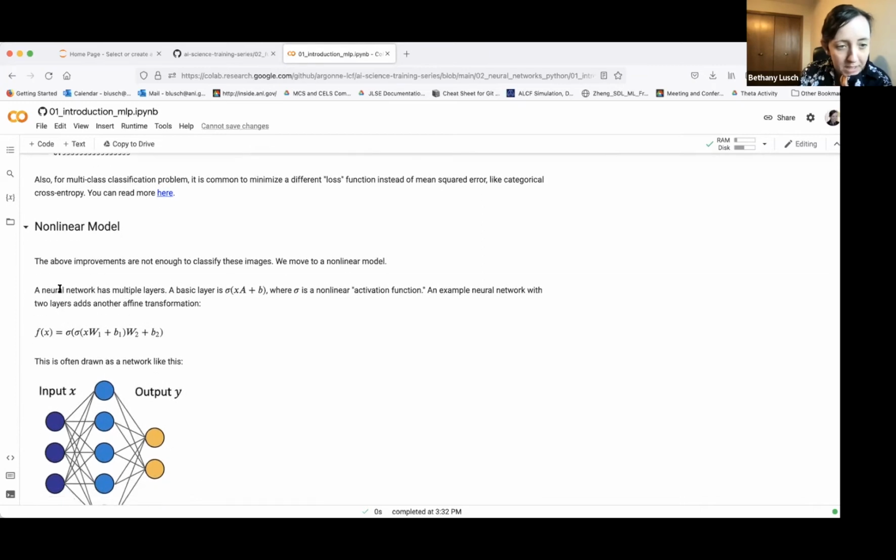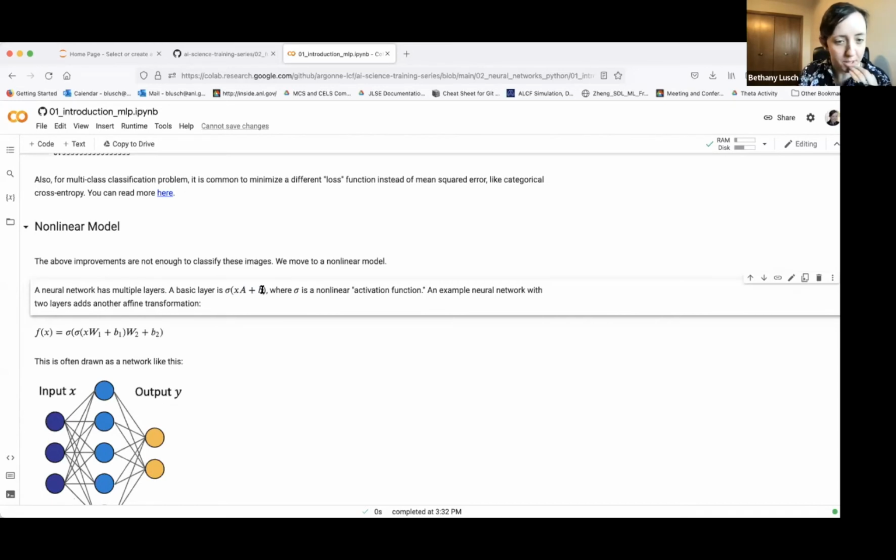Now, a basic neural network would be exactly the form we've been talking about. You multiply by a matrix and add a vector. That's called an affine transformation. And then we apply some nonlinear function. People often use sigma there because people, at least used to, often use sigmoid for that activation function. It's some nonlinear function, and for now we'll talk about it being sigmoid.